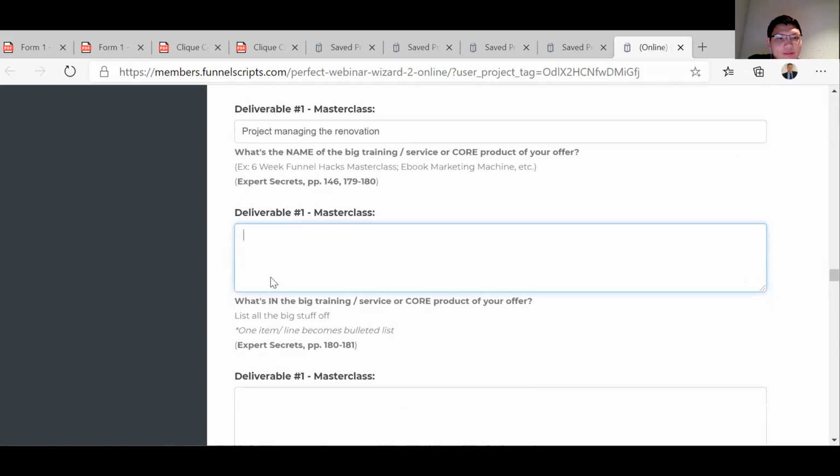Yeah. Now just go into deliverable number one. What are the tasks you're going to do? When you help them project manage renovation, what are you going to do for them? That's basically what the question is about. Are you going to help them find the builder, find the painter, work out the budget? I think it's just the job description of the project manager, and that's what you're going to help them with.